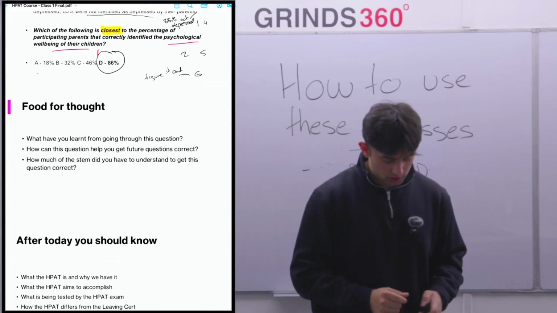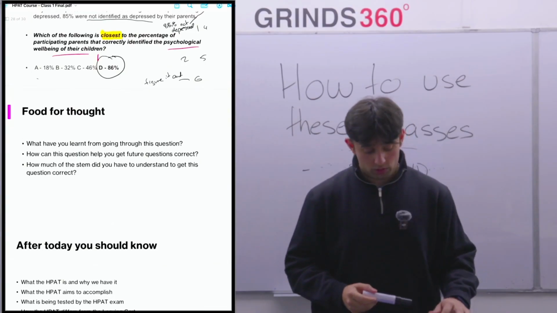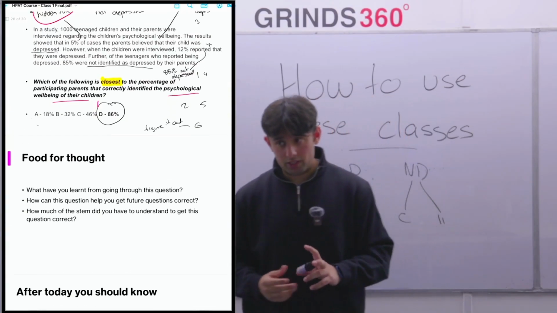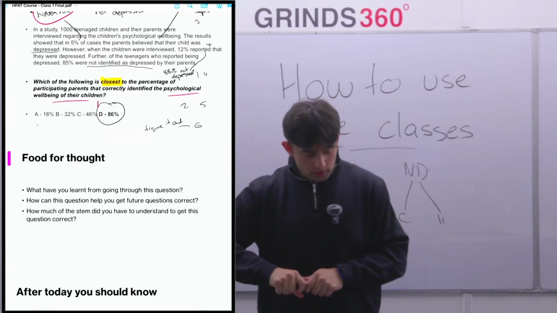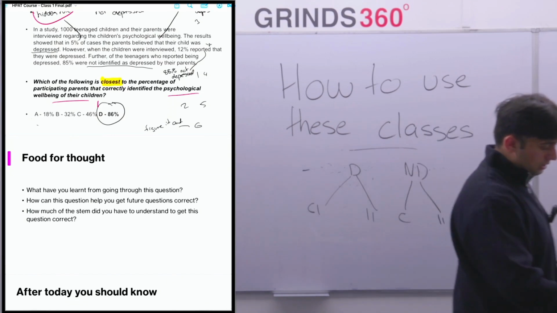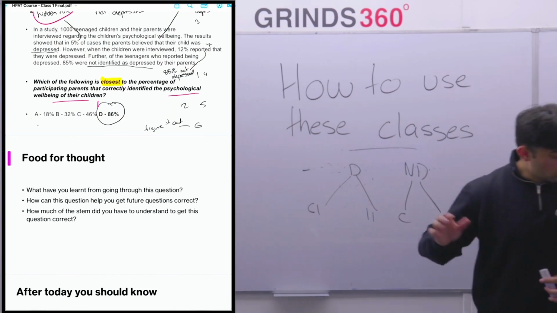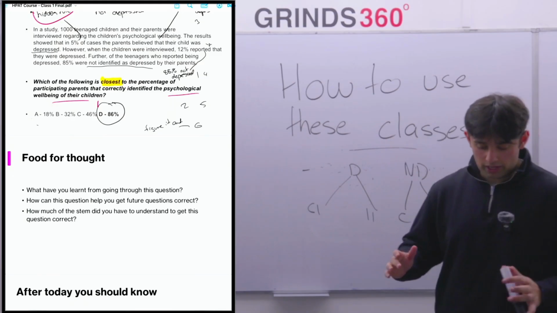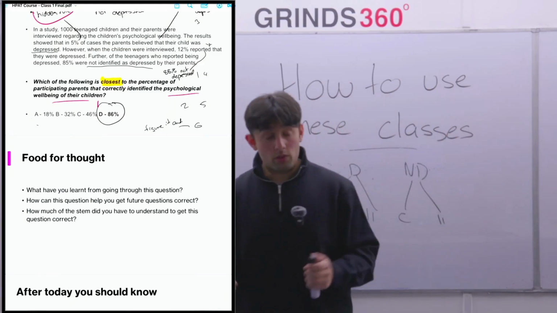What have you learned from going through this question? How can this help you get future questions correct? And the one thing I want to show you: do you really need to understand everything that's going on in this question to get it right? Not really. You can, and I'm sure there's probably one person on the stream at the moment who did all of the maths and got it. There's usually one person in every room I've ever done this with. But you don't have to do that.